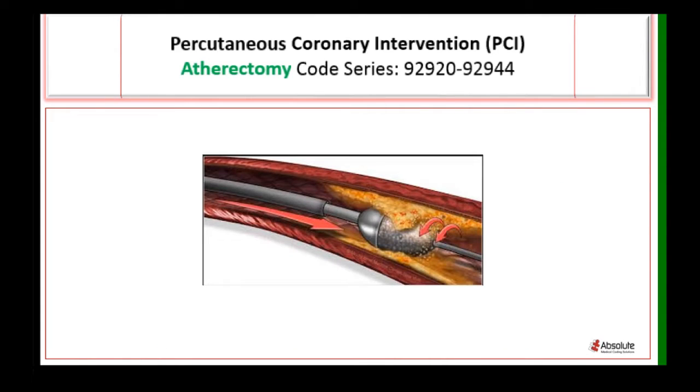Here's another popular procedure, but we didn't really talk about it. This is an atherectomy. Atherectomy involves cutting away the plaque from within the artery. So it's a lot more intense than the other two. That's probably why it wasn't used as commonly, but it is common when you're coding percutaneous coronary intervention.